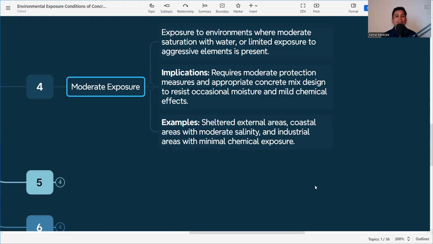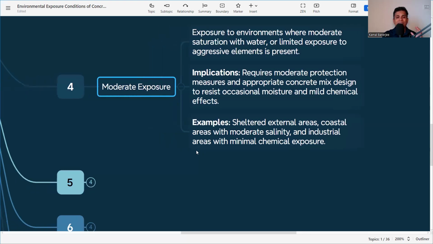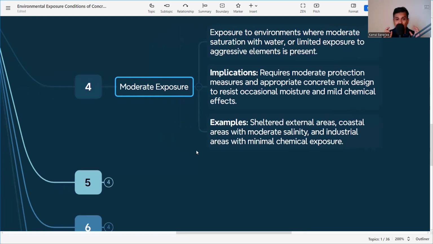According to the exposure condition, the water cement ratio, minimum cement content, and minimum grade of concrete will change, which I will discuss later. So these are the moderate exposures. And what are the examples? Sheltered external areas, coastal areas with moderate salinity, and industrial areas with minimal chemical exposure. That means in moderate exposure there is some harmful chemical and some environmental effect, but not to that extent, so only minimal protection will be okay to withstand the environmental condition.